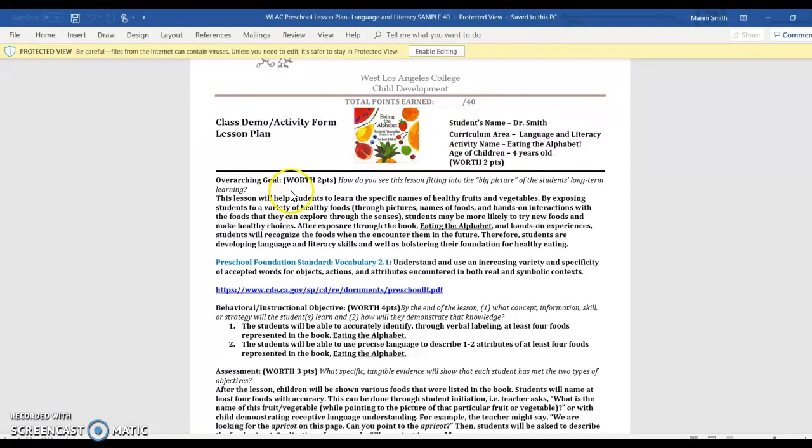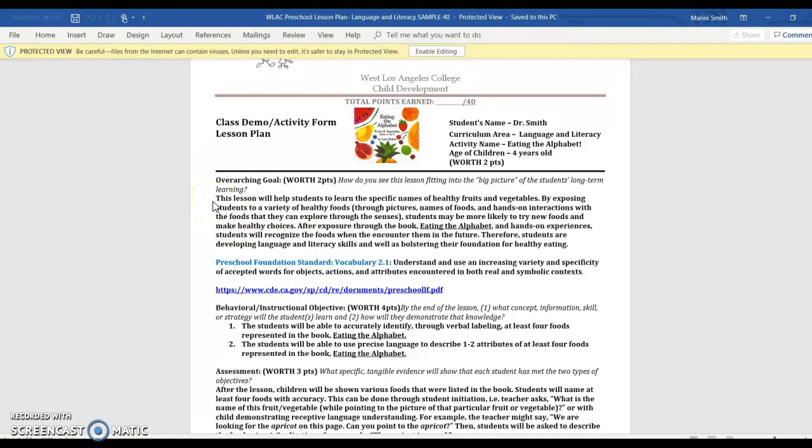Overarching goal, this is important. So in italics here, you'll see that it gives you instructions on exactly what should go in that section. So this is asking, how do you see this lesson fitting into the big picture of the student's long-term learning? So in other words, you don't want to create lessons that are kind of isolated and don't connect to bigger concepts. So I know sometimes we fall into those traps. We see something amazing on Pinterest, or we have a great idea, but we need to make sure that it connects to a bigger idea.